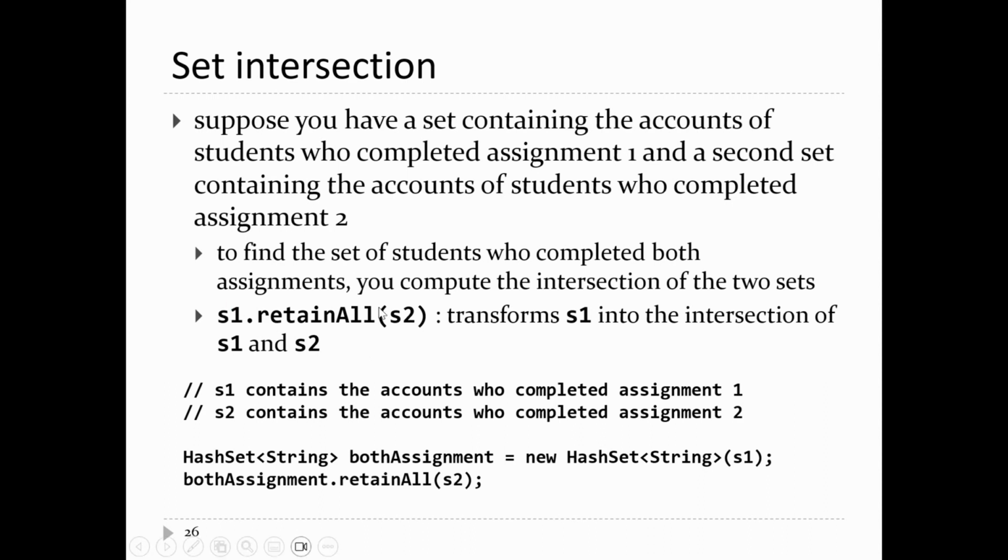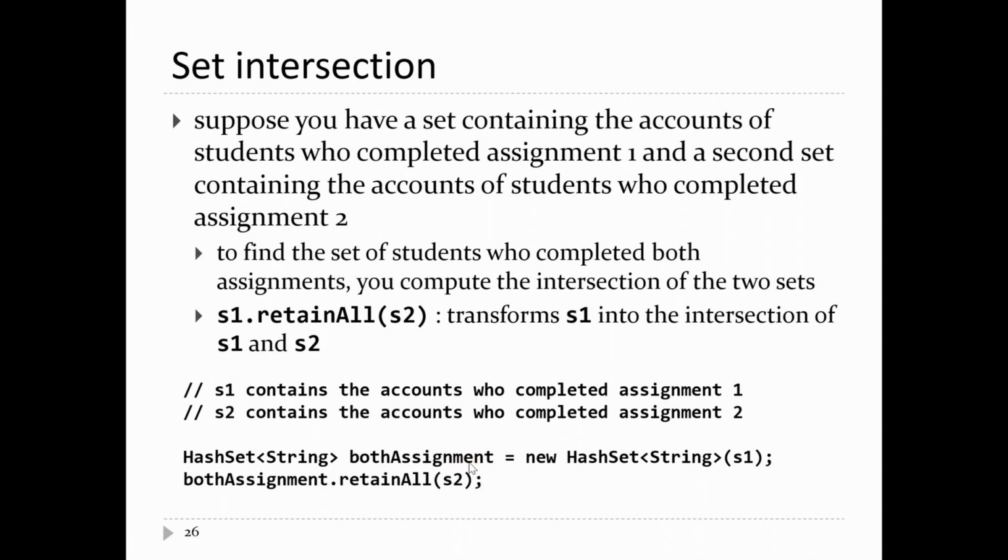So S1 retain all S2 keeps everything that's in S2 in S1. In other words, it looks at the elements of S2. If it finds an element of S2 that's not in S1, then it doesn't add it to S1. If it finds an element in S1 that's not in S2, it removes it from S1. So that transforms S1 into the intersection of S1 and S2.